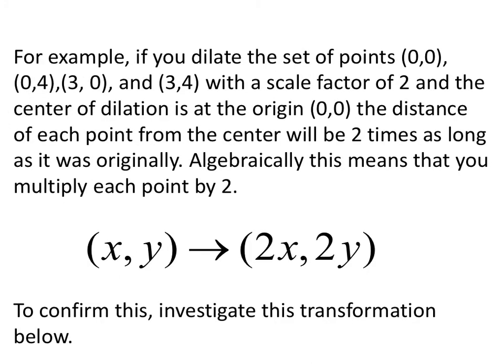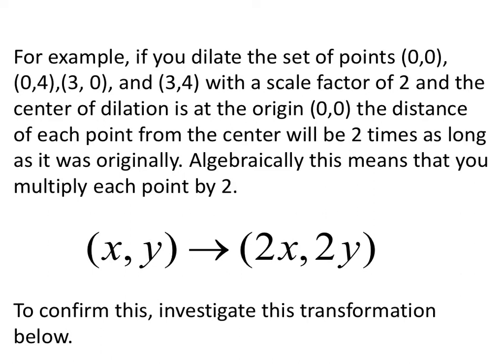For example, if you dilate the set of points (0, 0), (0, 4), (3, 0), and (3, 4) with a scale factor of 2, and the center of dilation is at the origin (0, 0), the distance of each point from the center will be 2 times as long as it was originally. Algebraically, this means that you multiply each point by 2. And we've seen this kind of coordinate rule when dealing with transformations before, but before it was some kind of addition or subtraction. Now that we're multiplying these values, it's going to change the size.